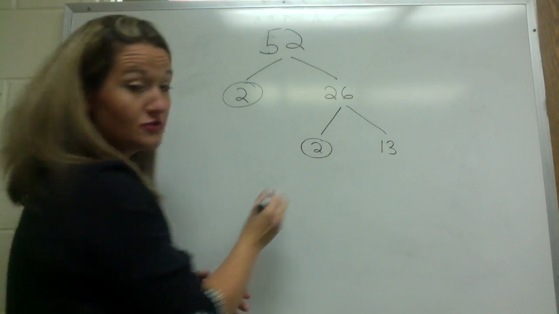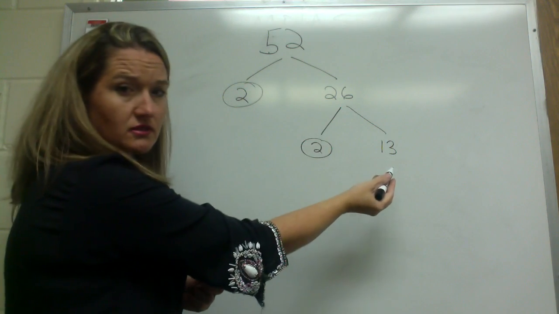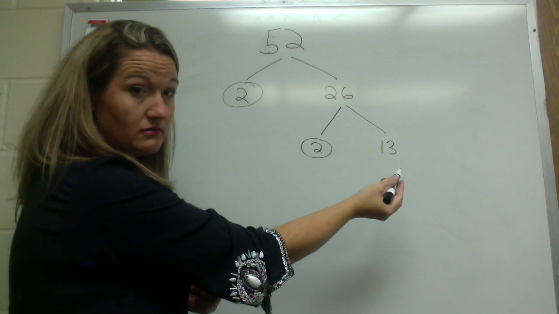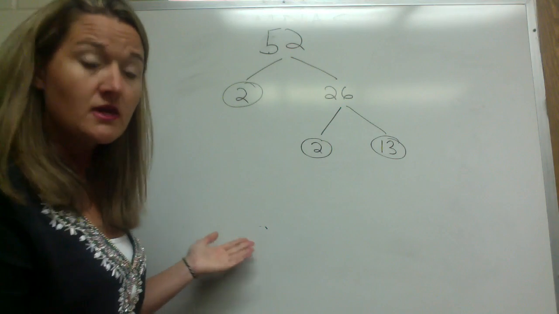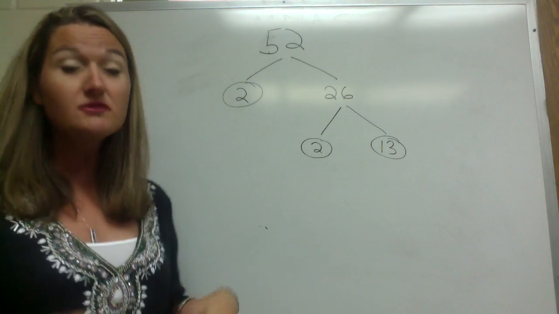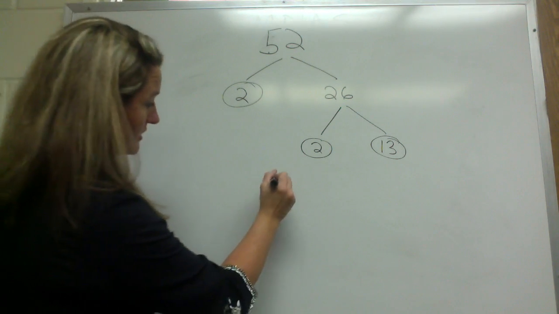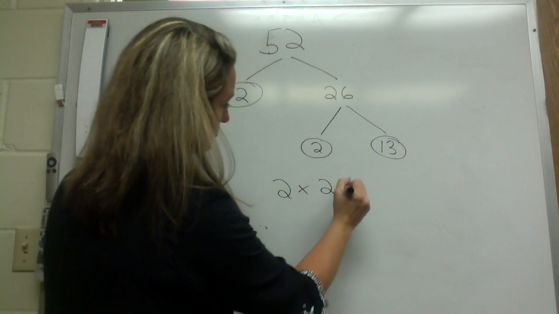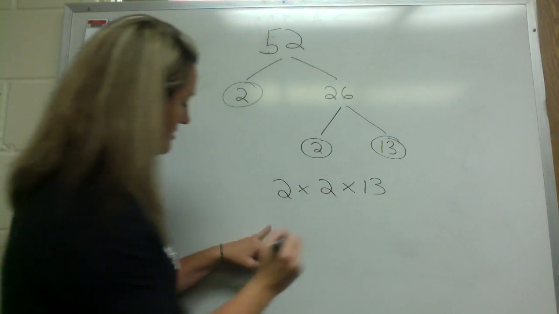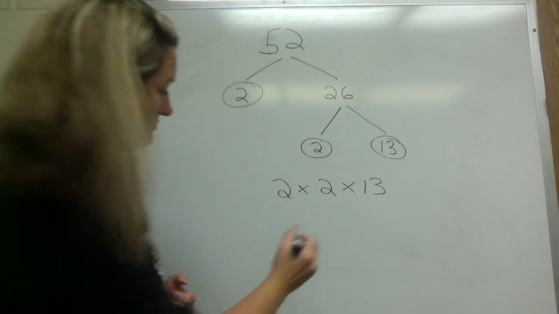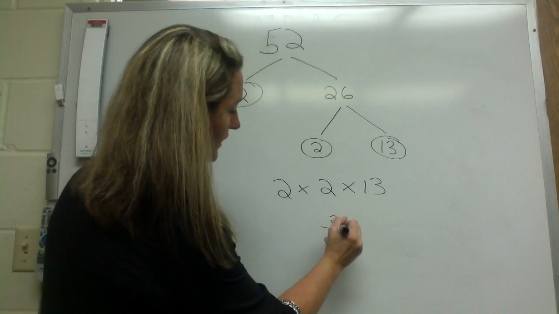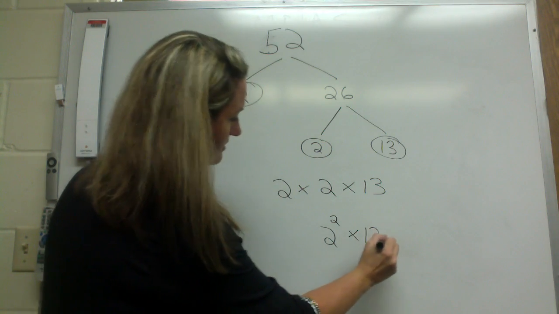We know the 2 is prime. Now look at 13. Is 13 prime? Yeah, it's prime. So we're going to circle that, and we're done. That's the factor tree. The prime factorization can be written as 2 times 2 times 13. Or how else could we rewrite this? Yeah, we could do 2 squared times 13.